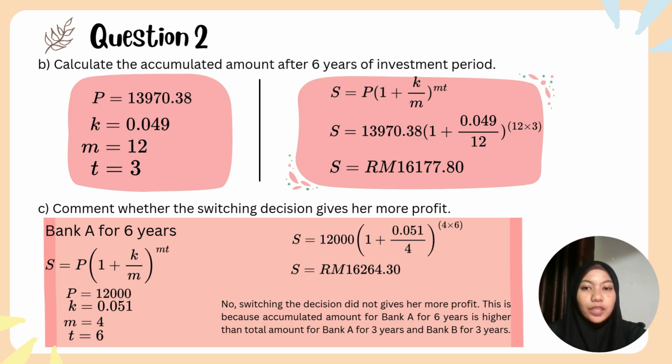C. Comment on whether the switching decision gives her more profit. For C, we first calculate the accumulated amount for 6 years and compare it to question B. So the answer is no. Switching the decision did not give her more profit. This is because the accumulated amount for Bank A for 6 years is higher than the total amount for Bank A for 3 years and Bank B for 3 years.